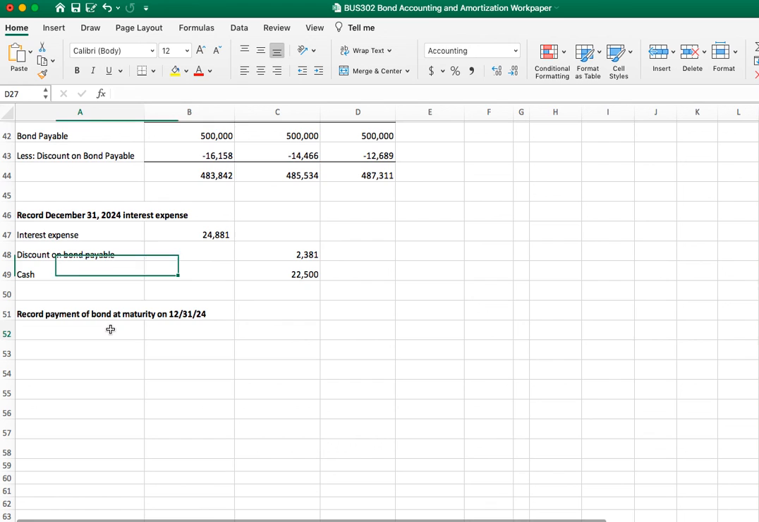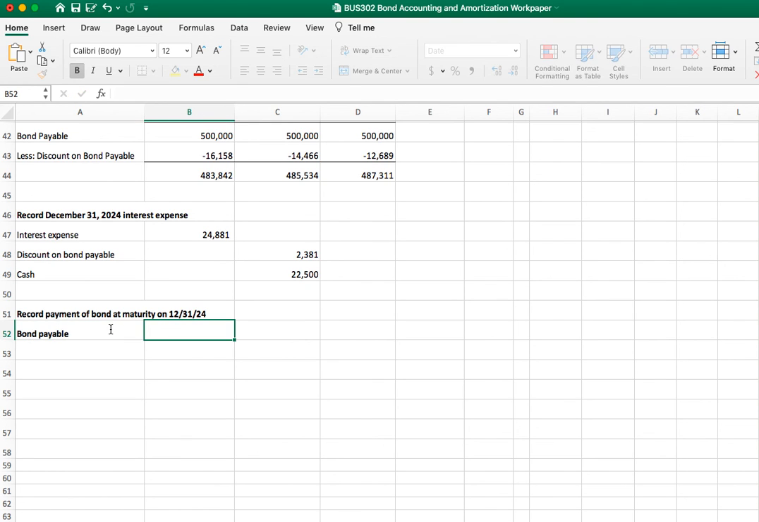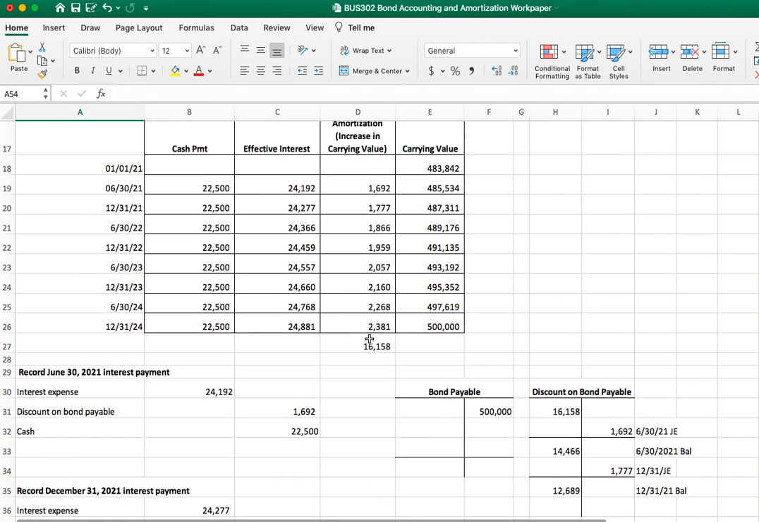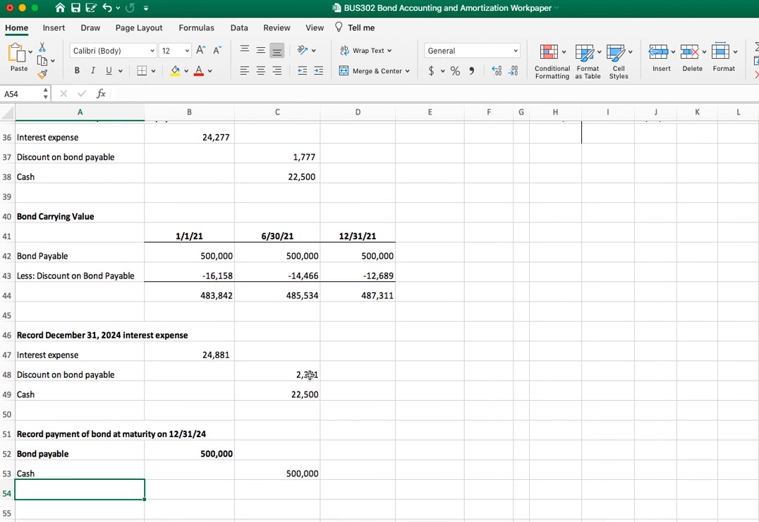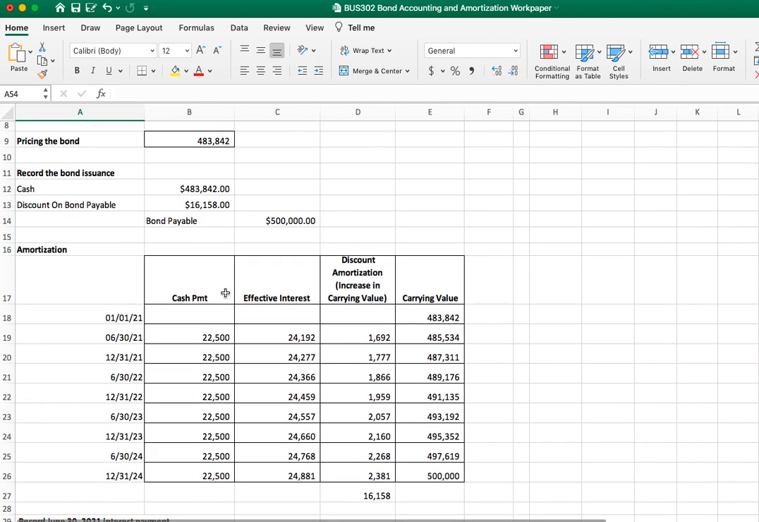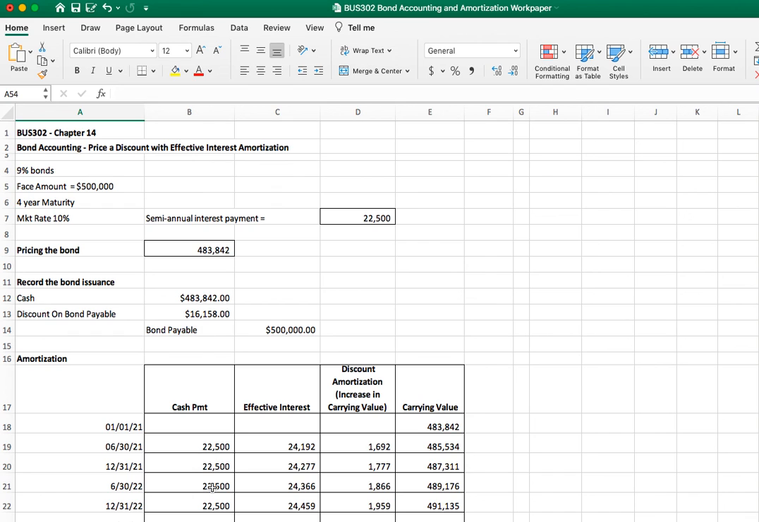Okay, so now at maturity, the bond payable is debited $500,000 and the cash payment goes out to the bondholders of $500,000. The discount doesn't need to be debited or credited because it's already at zero. This last entry brought the balance down to zero. There's no balance left. So that's a bond priced at a discount. The effective interest expense that the company incurs over the life of the bond is higher than the cash payments that they make out semi-annually. It's a higher effective interest rate than the stated rate of the bond.